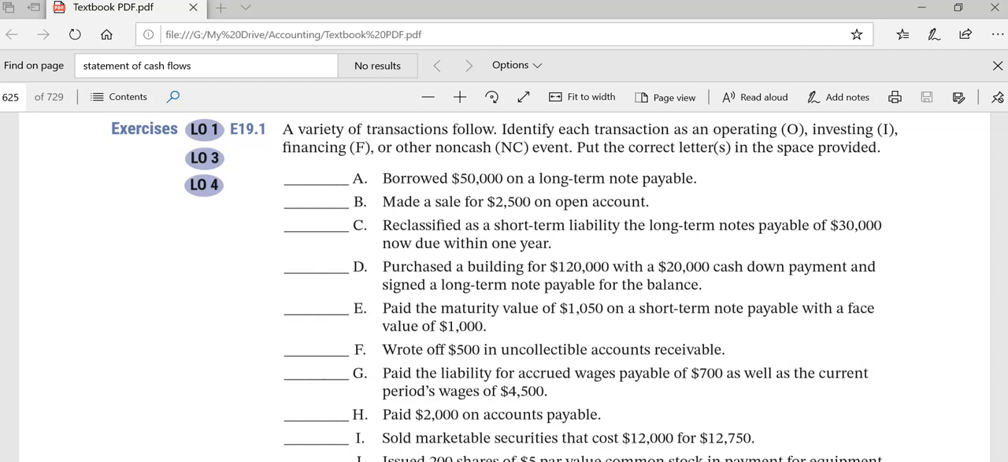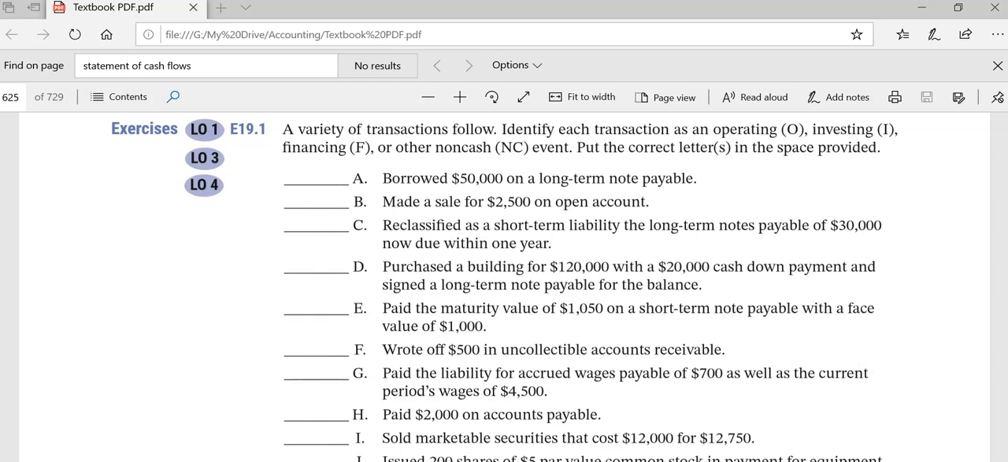I debit supplies and I credit accounts payable. There's no cash involved there, correct? Now, when I pay off my supplier, I pay off the liability. So I debit payable and I credit cash. That transaction would appear on the statement of cash flows. But when I buy the supplies on account, that does not go on the statement of cash flows.